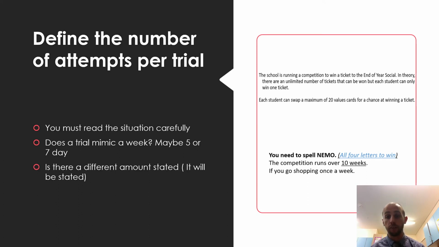If you read along carefully here, it says the school is running a competition for the end of year social. In theory, there are an unlimited number of tickets that can be won, but each student can only win one ticket. Okay, so there's some important stuff there. It says each student can swap a maximum of 20 cards per ticket for a chance of winning a ticket. So there you go. So that means that your total number of attempts per trial has a maximum of 20.